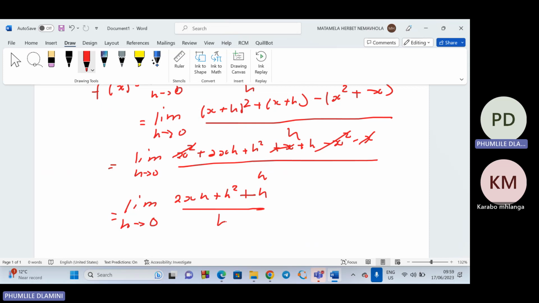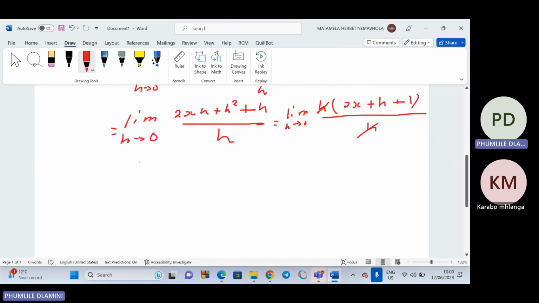over h. So if we take the h out, limit when h approaches 0 of h, outside we're going to be left with 2x plus h. Here we are taking h, it's going to be left with 1, plus again what? When we take h for this one, it's going to be 1 over 1, so that when we multiply back, we get exactly this. So this one will cancel with this.